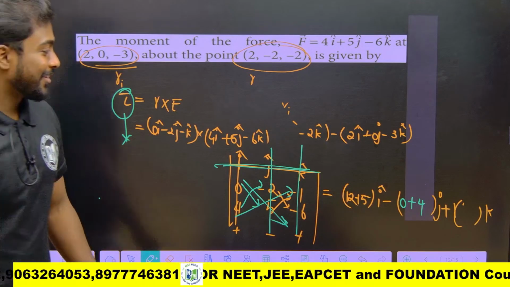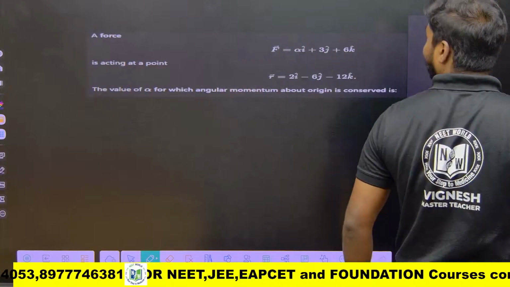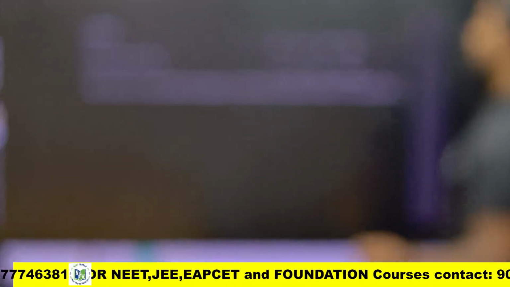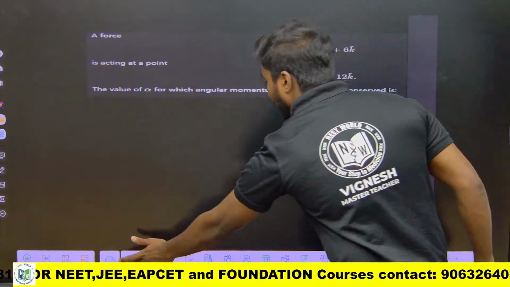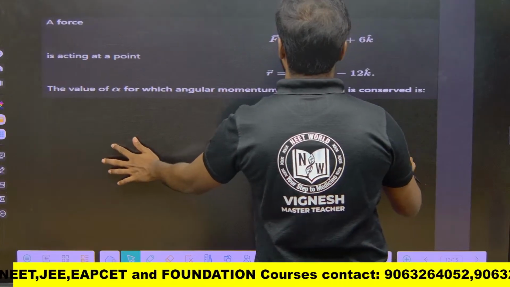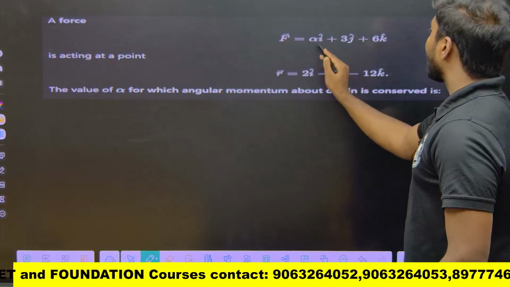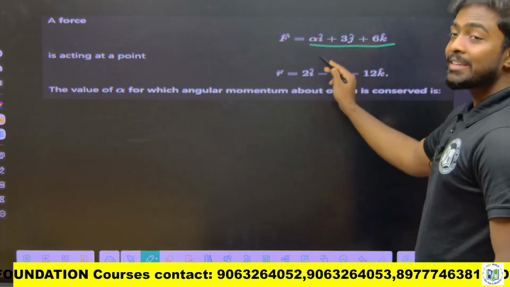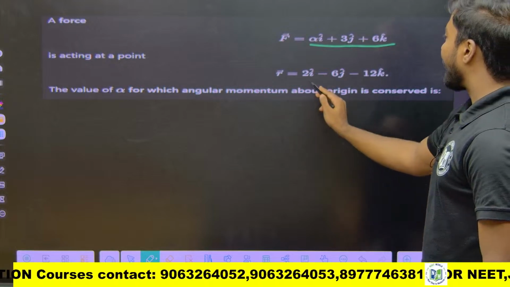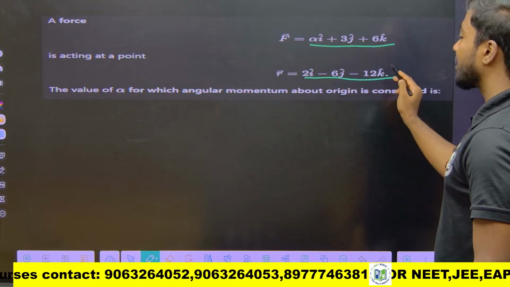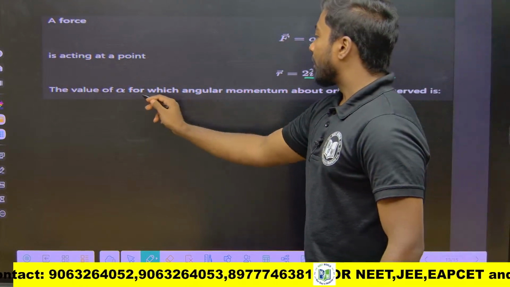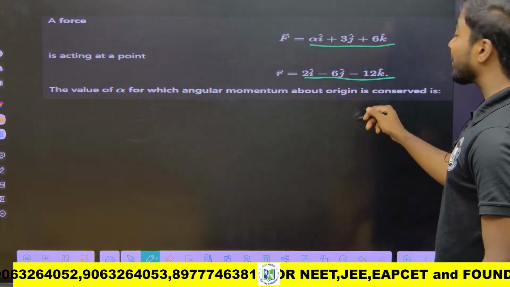Okay, we will go for the next thing. So here a force is given. I will zoom it a little bit. Yes, a force is given, that is F equals alpha i plus 3j plus 6k, R equals 2i minus 6j minus 12k. The value of alpha for which angular momentum about origin is conserved.